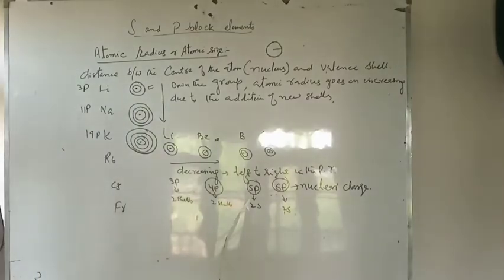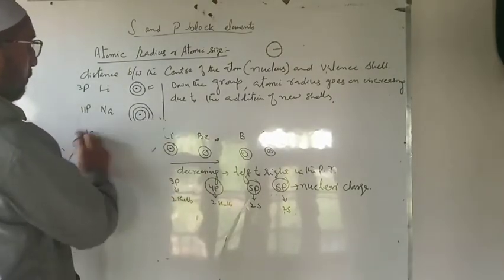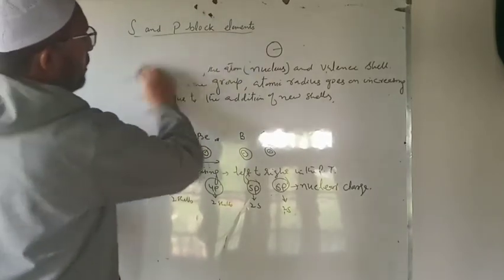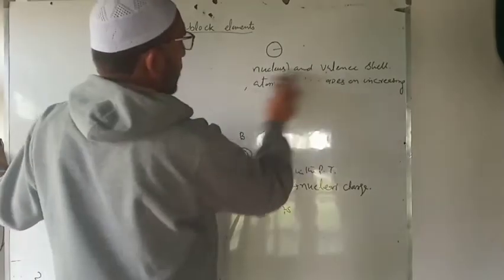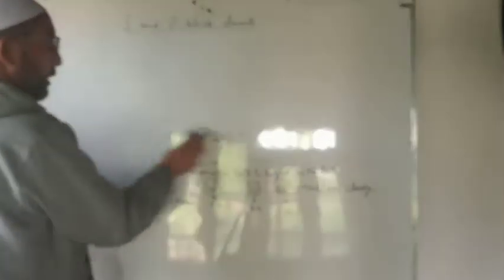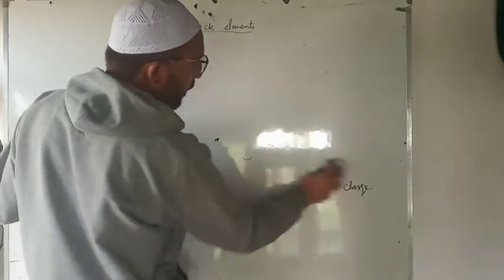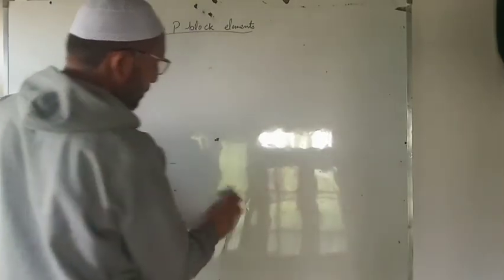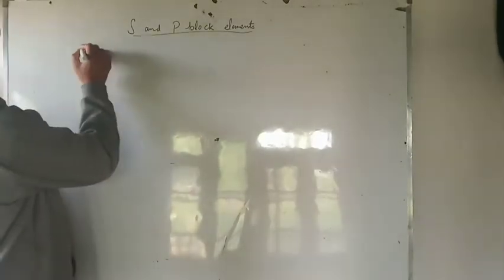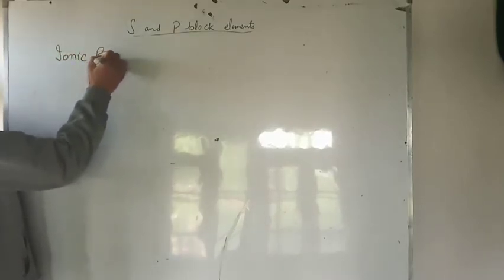After that, we have one more property, that is ionic radius. After atomic radius, we have ionic radius. Since we know that ions are formed from atoms, atoms get converted into ions either by loss of electron or by gain of electron. So what are ions? Actually, we have to study ionic radius.